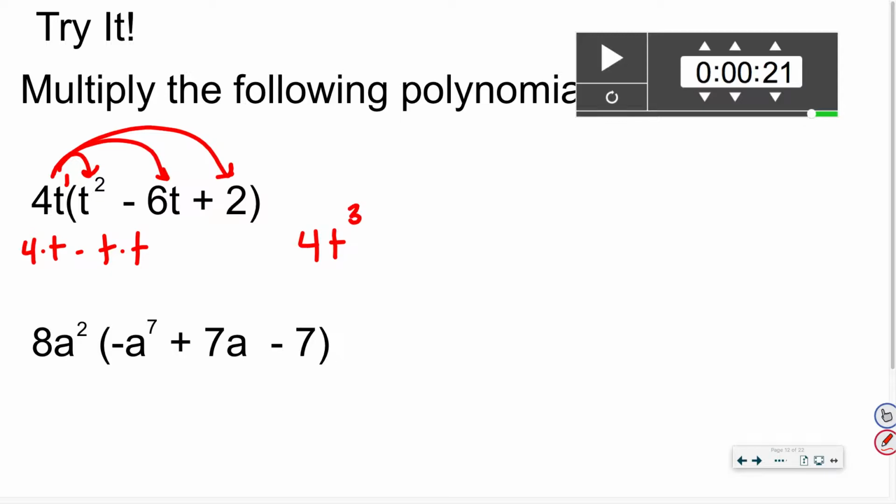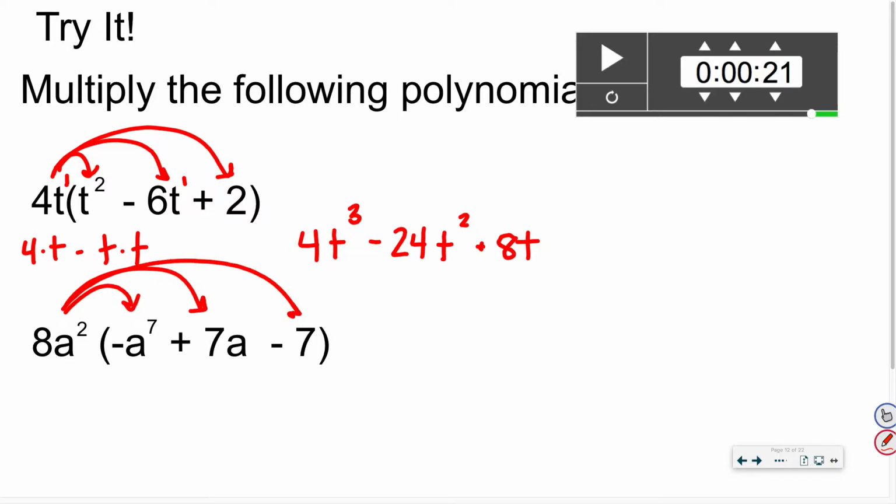How about the next term? 4t times negative 6t. Coefficient is what? Negative 24. Variable is a t. Exponent? 2. Yes. There's a t here, and then this would be like a t to the first. And then the last term. 4t times 2. 18. Yes. Can I add anything together? No. I can't combine a t to the 3rd with a t squared with a t. So I'm done.